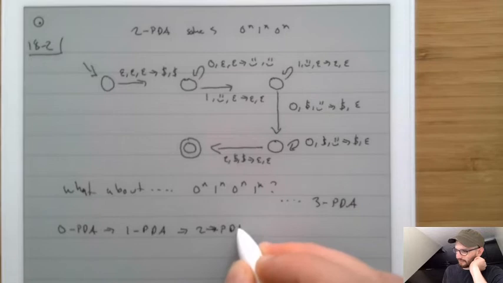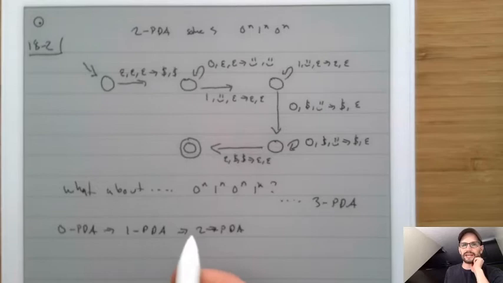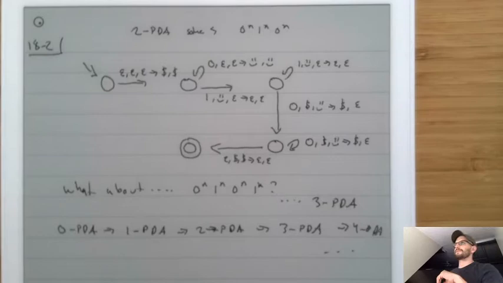If you have zero stacks, then you're a regular language. If you have one stack, then you're a CFL. If you have two stacks, then you're whatever these things are. And if you have three stacks, then you're this other category. And then if you had four stacks, there would be more, and so on. And there would be this infinite hierarchy of all the different kinds of languages.